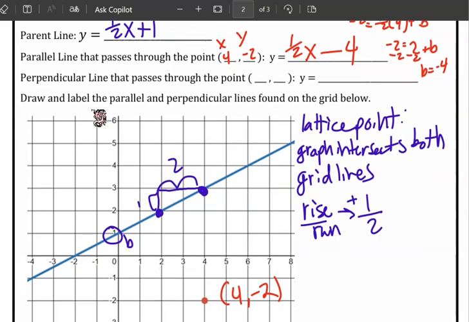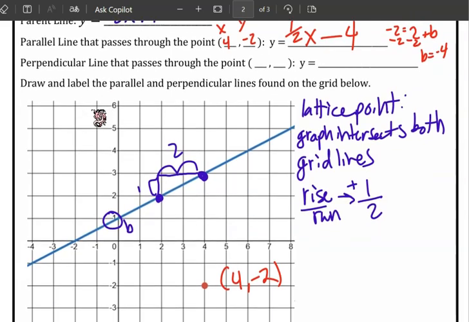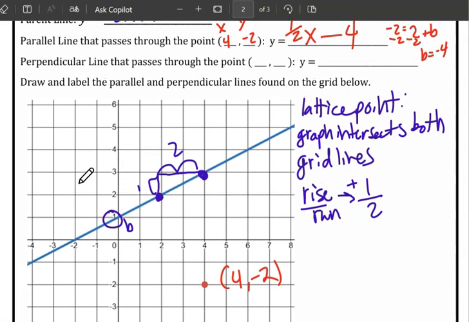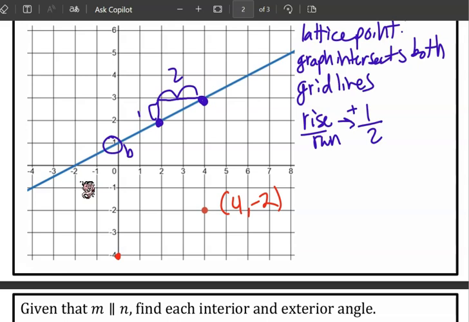Let's go ahead and plot that line. Our y-intercept is negative 4. It's going to rise 1, run 2. So here's our parallel line.